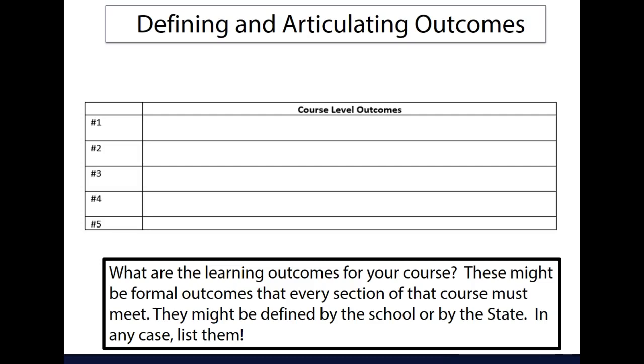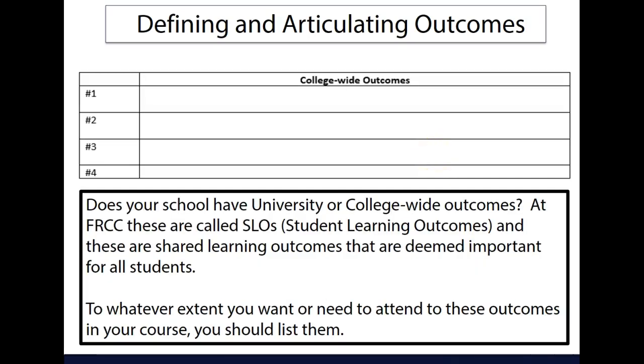If you can make up your own, fine, do that. But what are the outcomes for your class? What should students be able to do when they leave your class? And are there college-wide outcomes? At Front Range, we call them SLOs, student learning outcomes. Those big picture outcomes that we think every student should get by the time they graduate.